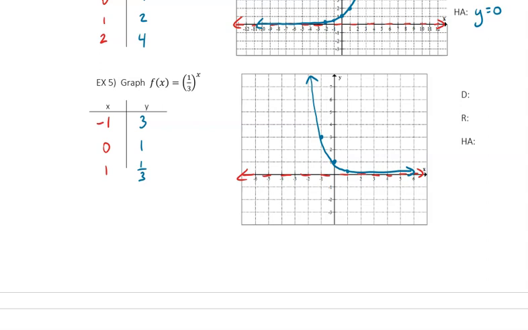All right, so let's go ahead and look at domain, range, and horizontal asymptote again. Domain still -infinity to infinity. Range is 0 to infinity. And the horizontal asymptote is at y equals 0.